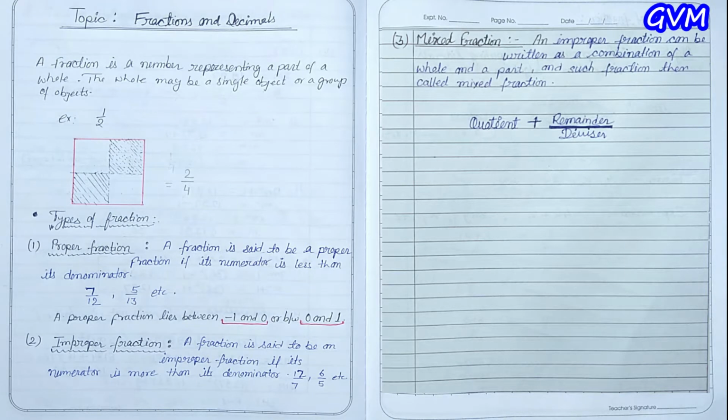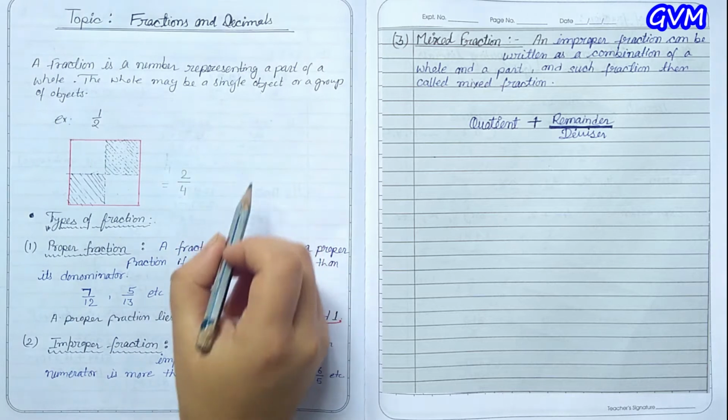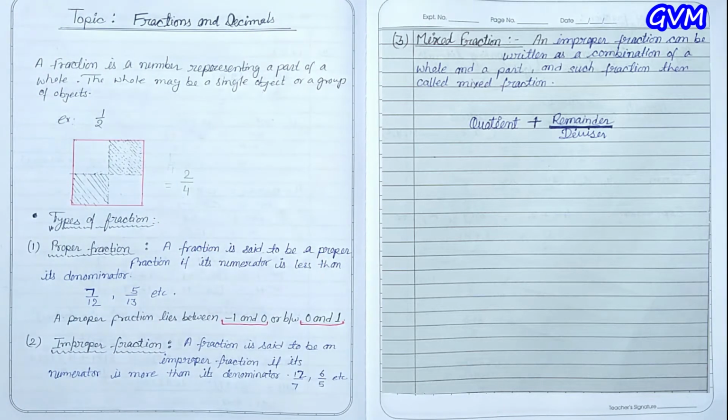Similarly, if you cut down an apple into 2 parts, each part will be 1/2 because each part will be 1 out of 2. So you can apply fractions in your daily life.